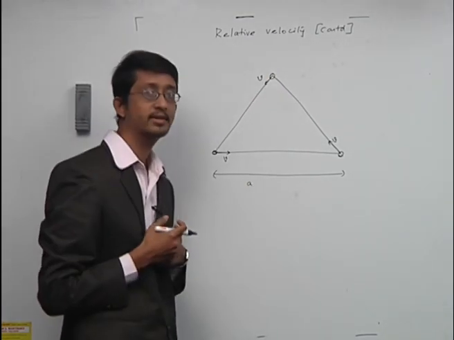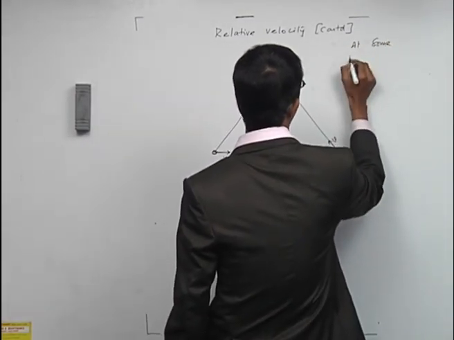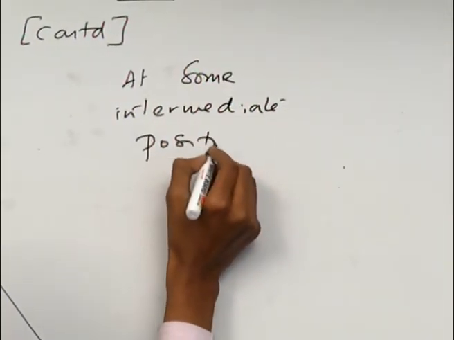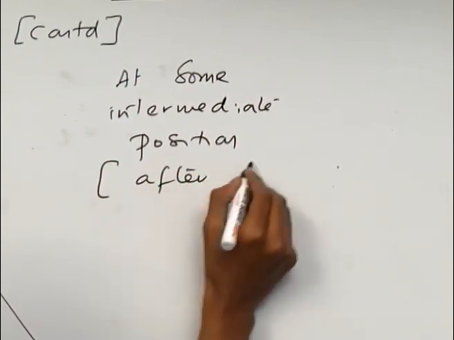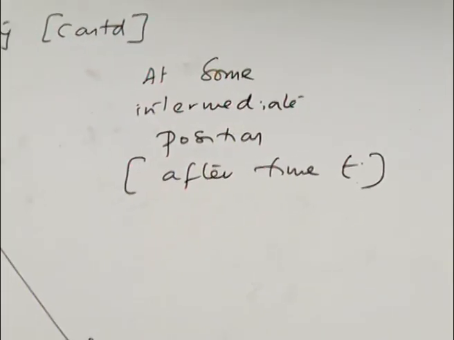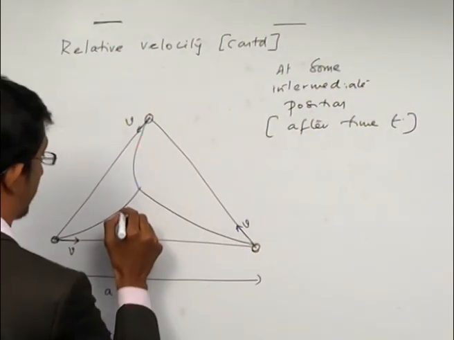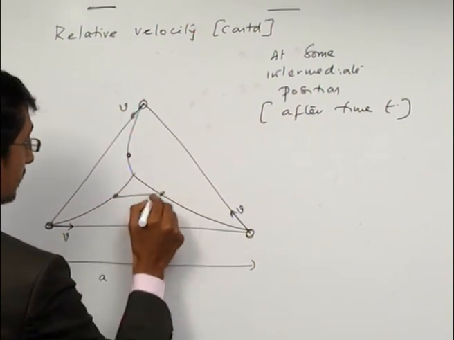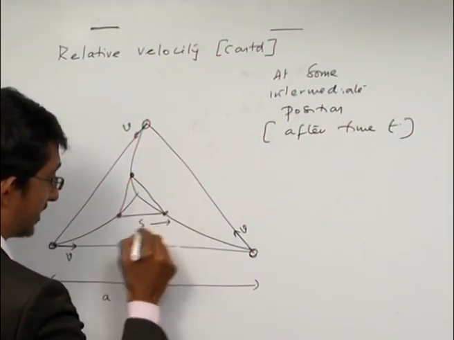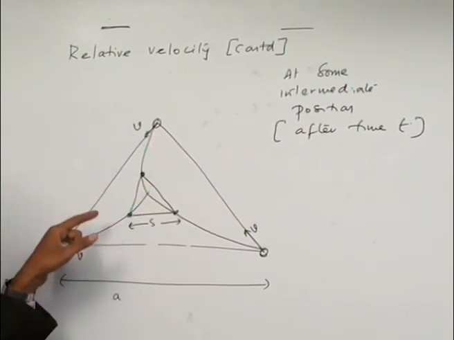Now we will take the situation at some other instant, at some intermediate position, which is after certain time t. After time t, if we observe, the particles may be here. So they are actually going in a very complicated path. So the particles may be here. At that moment, I take the separation between these particles as S. Always they will be forming an equilateral triangle.